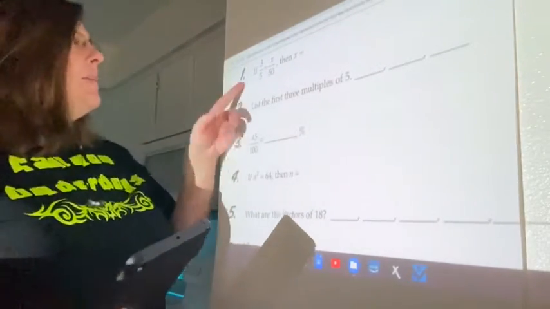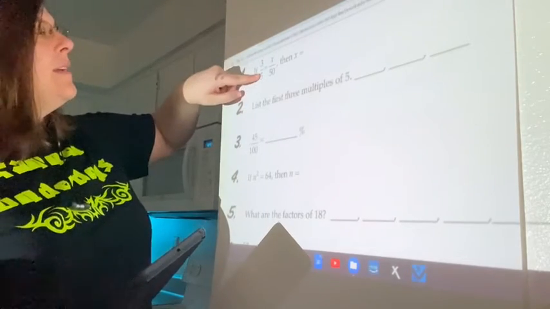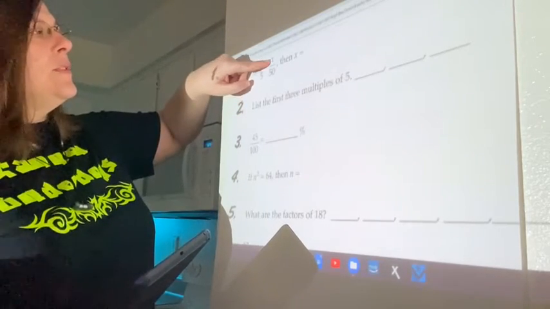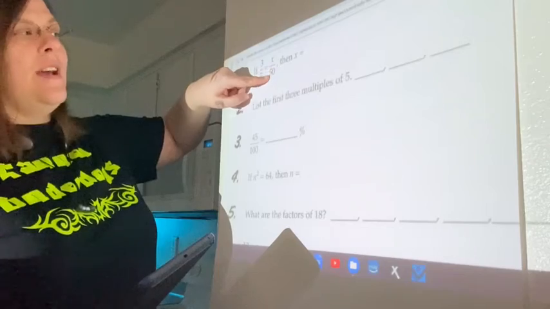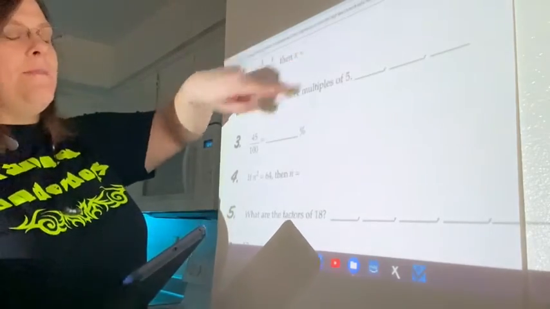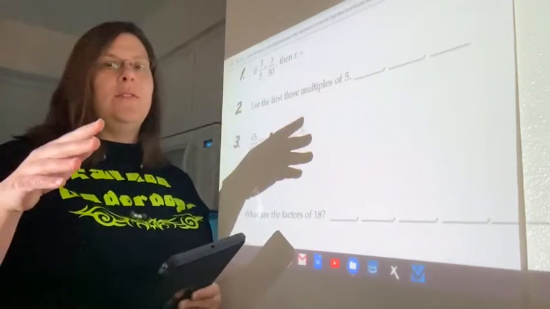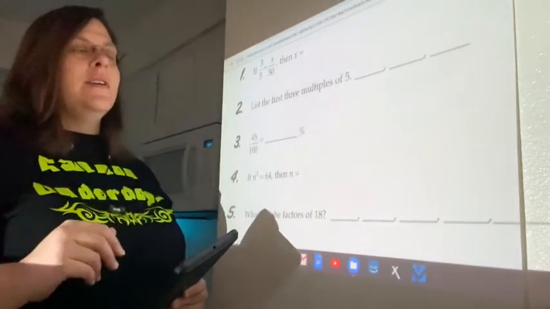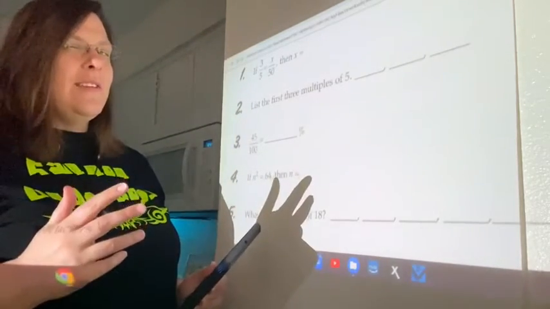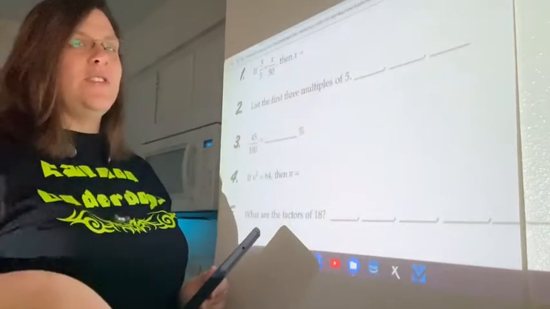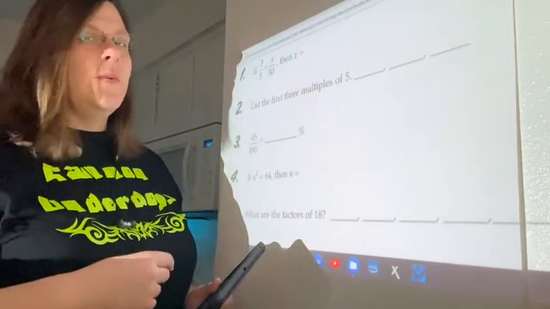All right, number one. If 3/5 equals x divided by 50, then x equals what? Now, there are so many different ways to do this problem. Let's pick two, because in math, there's a ton of ways to do things correctly. Your elementary teachers were wrong. There's always more than one way to do something.